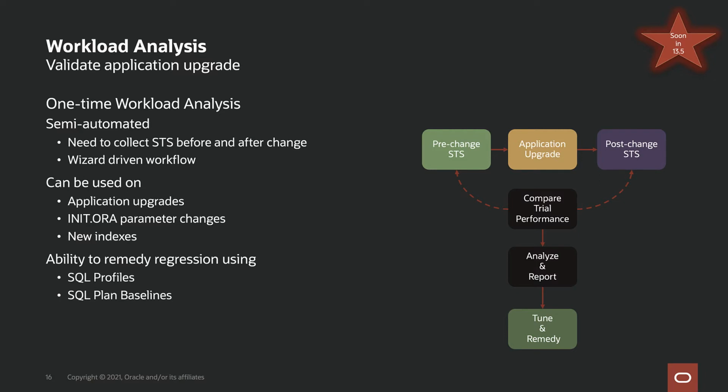So the one-time analysis is semi-automated because we capture the SQL tuning set and we decide when we do it. After that, everything is wizard driven. We tell the wizard which SQL tuning sets to use and do the comparison. It can help us with application upgrades, or if someone changed an Oracle parameter or added new indexes and didn't do the testing. As we said, the regression can also be fixed by using SQL profiles or SQL plan baselines.